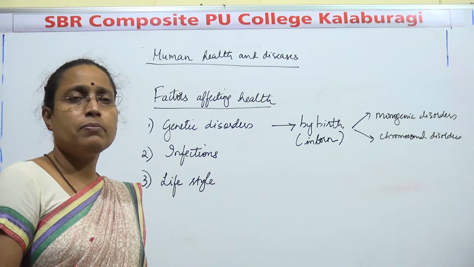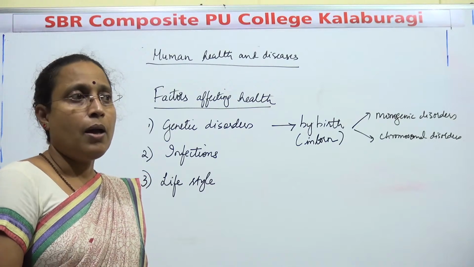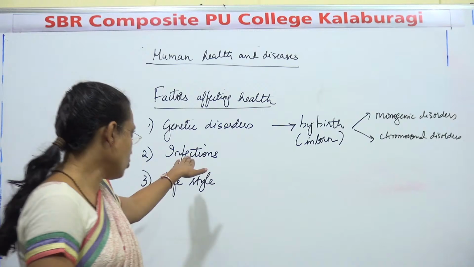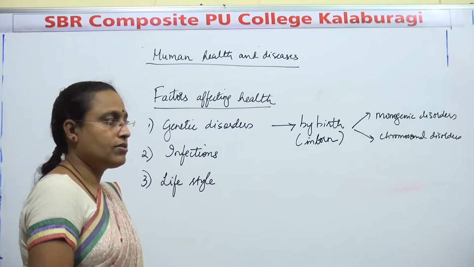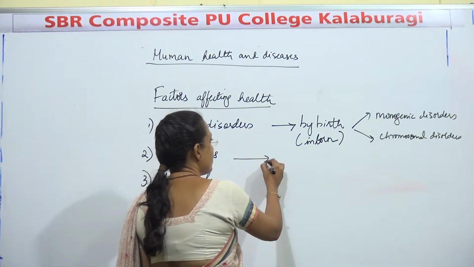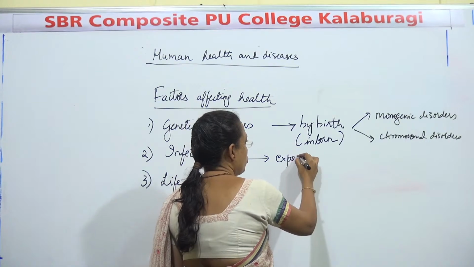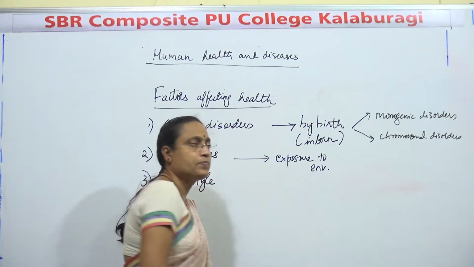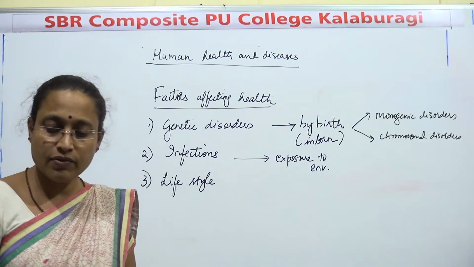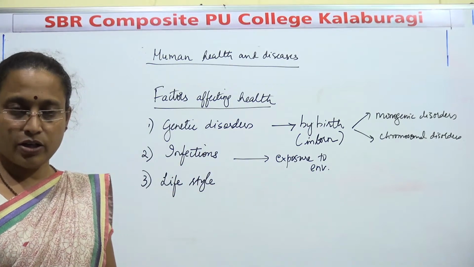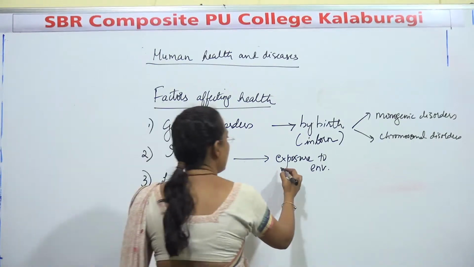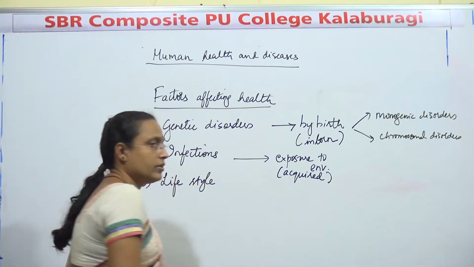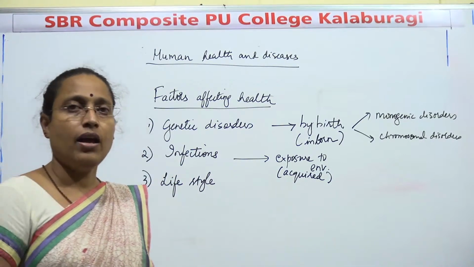Some individuals by birth will be healthy, but when exposed to the environment, they start getting diseases, and those are called infections. So infections occur upon exposure to the environment after the birth; you will acquire it. So infections are usually not inborn; they are generally acquired during the lifetime of an individual.